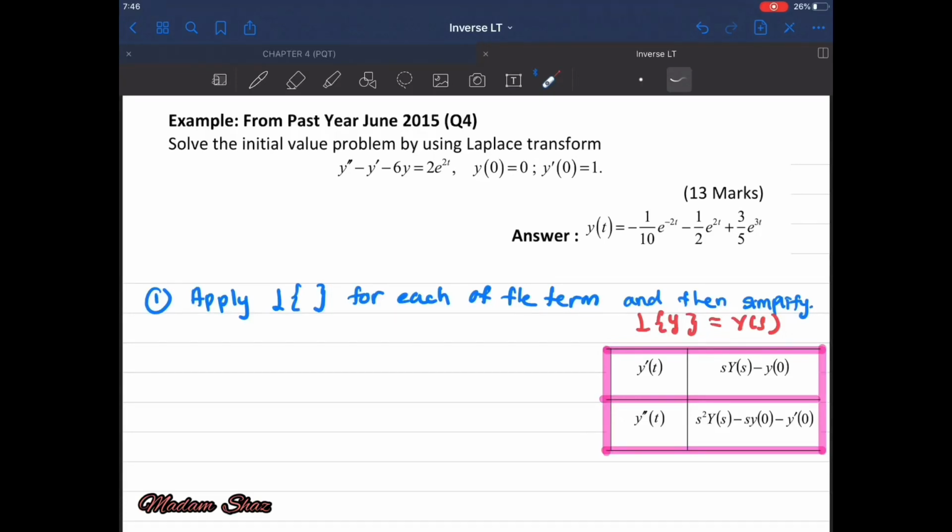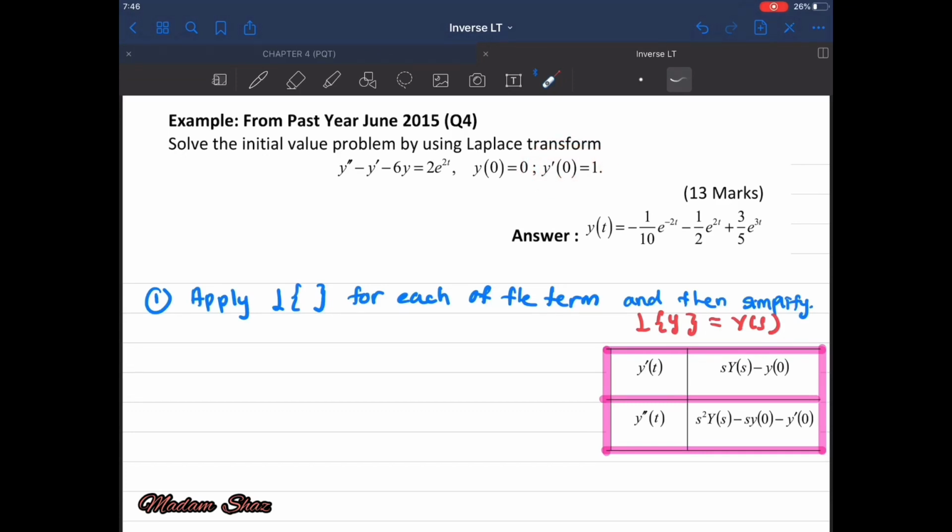Okay, now let us continue for the next example. This one is from past year, June 2015, question 4. The marks is 13 marks. Solve the initial value problem by using Laplace transform. So now we want to solve for the second order differential equation, and you are given two initial conditions: y(0) equal to 0 and y prime (0) equal to 1.